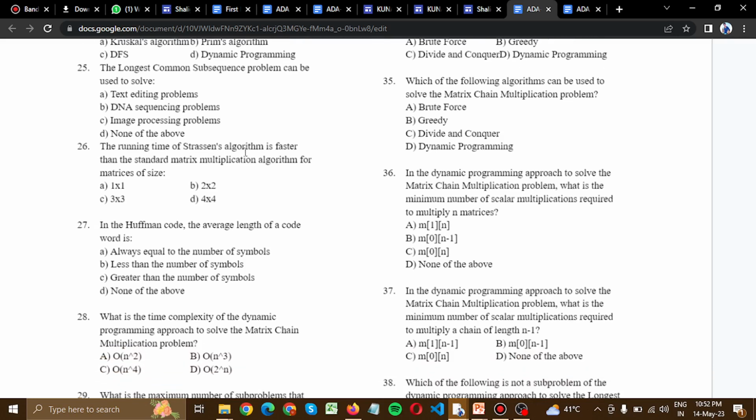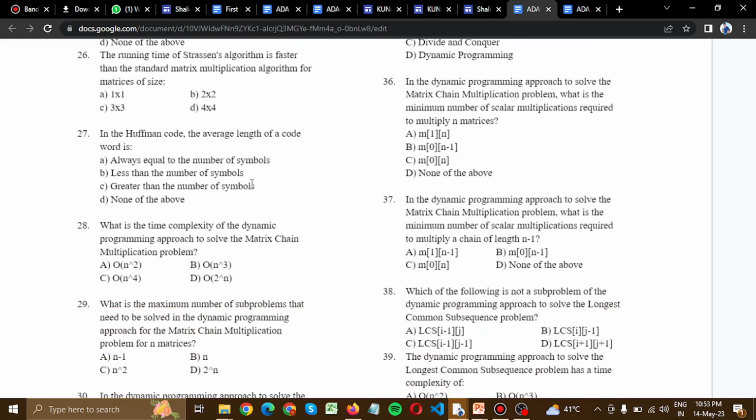Now question number 26. The running time of Strassen's algorithm is faster than the standard matrix multiplication algorithm for matrices of size. So the correct answer is option D, that is 4 into 4.